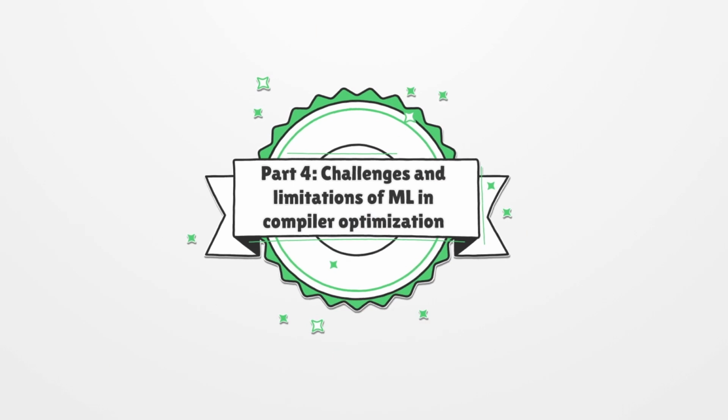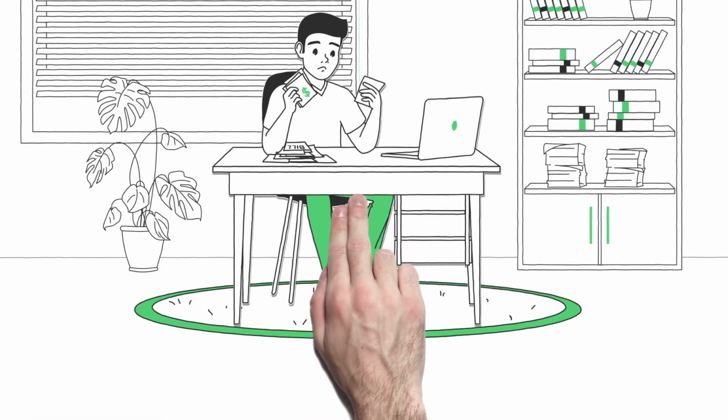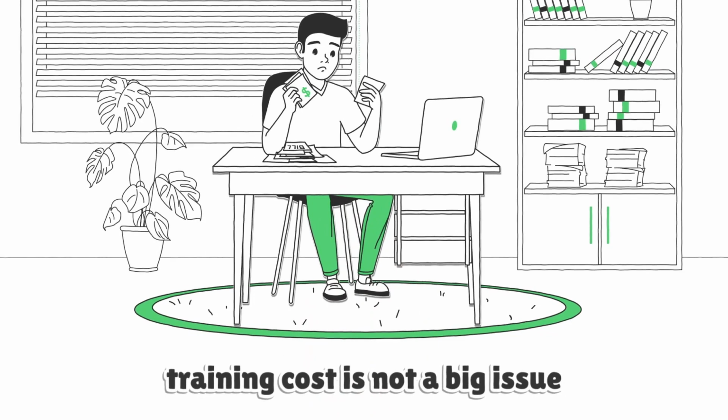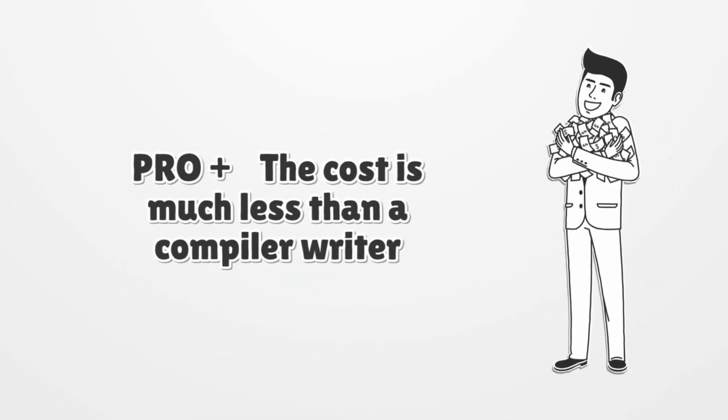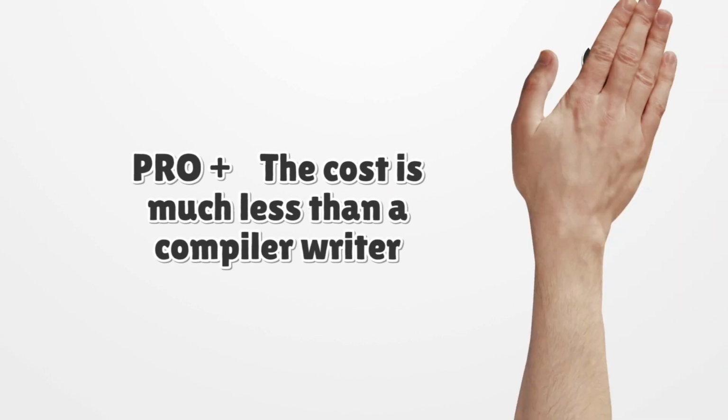Part 4. Challenges and limitations of machine learning in compiler optimization. Training cost is an issue that many find alarming. In practice, the cost is much less than a compiler writer, and techniques such as active learning can be employed to reduce the overhead of training data generation.